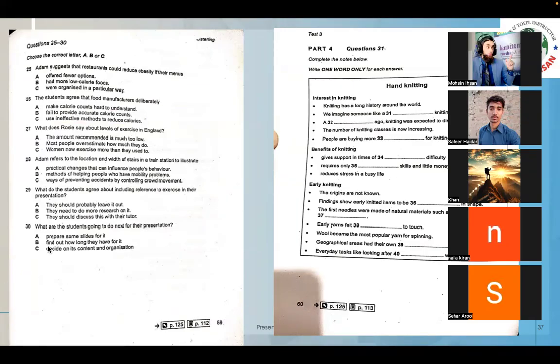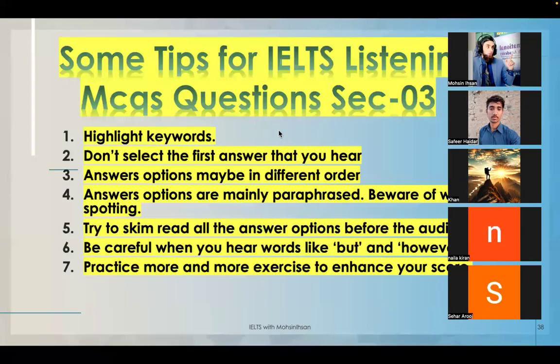And after highlighting, leave them as you highlight. In IELTS reading and IELTS listening, just highlight the main options, or write them down on the piece of paper directly. You will be given a piece of paper in the computer-based exam, and a pen, right? Next is don't select the first answer that you hear. In most situations, 90% of situations, the first answer might not be the right one, right?